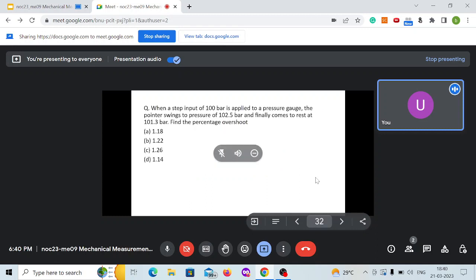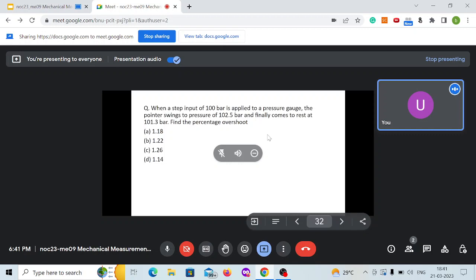Moving on to the next question. When a step input of 100 bar is applied to a pressure gauge, the pointer swings to a pressure of 102.5 bar and finally comes to rest at 101.3 bar. So find the percentage overshoot. You have a step input of 100 bar applied to a pressure gauge. The pointer swings to a pressure of 102.5 and finally comes to rest at 101.3. So find the percentage overshoot.